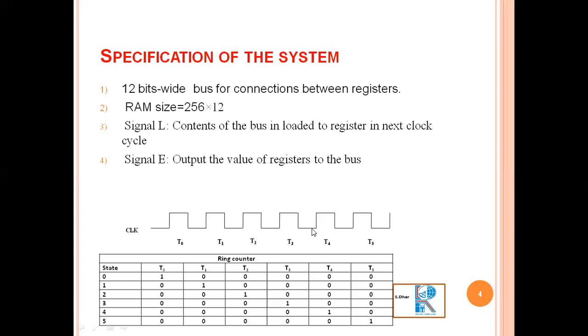From here to here, another clock. From here to here, another clock. And from here to here, another clock. Now in designing the control unit, one type of counter is used.